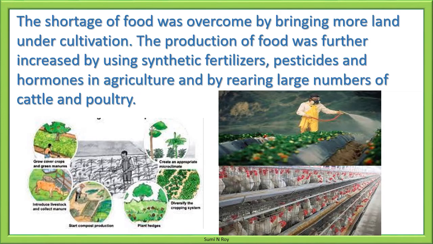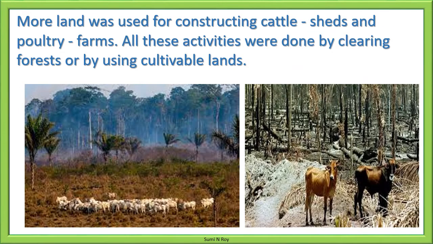Now, the shortage of food was overcome by bringing more land under cultivation. The production of food was further increased by using synthetic fertilizers, pesticides, and hormones in agriculture, and by rearing a large number of cattle and poultries. More land was used for constructing cattle sheds and poultry farms, and all these activities were done by clearing forests or by using cultivable lands.